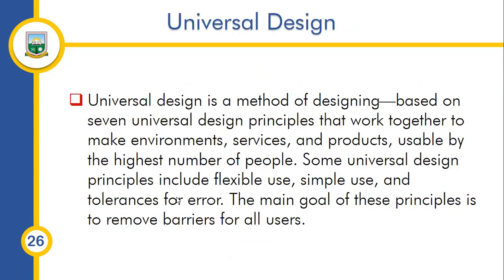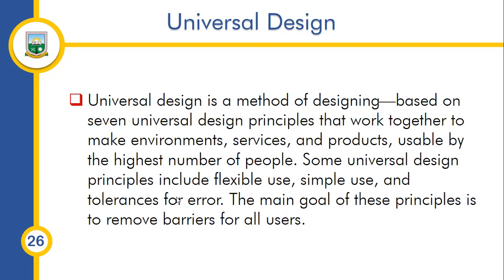Let's move on. So another type of design approach or design process is the universal design. Okay, so the universal design is the method of designing based on 7 universal design principles that work together to make environments, services, and products usable by the highest number of people. Some universal design principles include flexible use, simple use, and tolerance for error. Okay, so the main goal of the universal design is to remove barriers for all users.